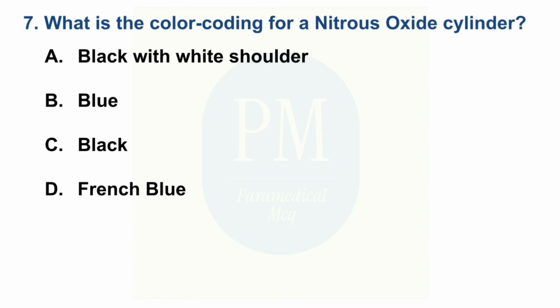What is the color coding for a nitrous oxide cylinder? Option A, black with white shoulder; option B, blue; option C, black; option D, French blue. The correct option is option D, French blue.